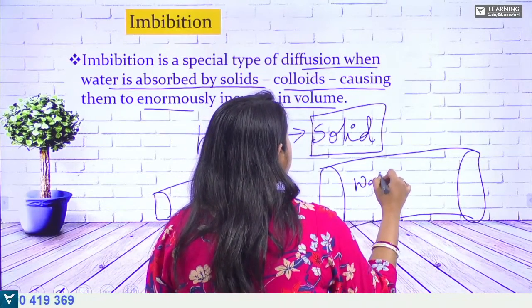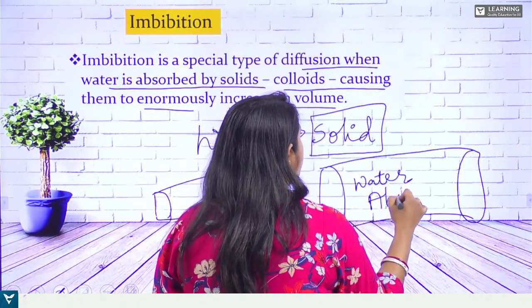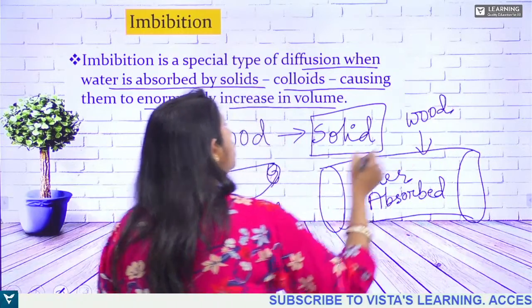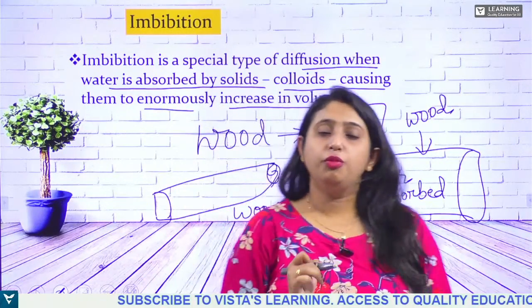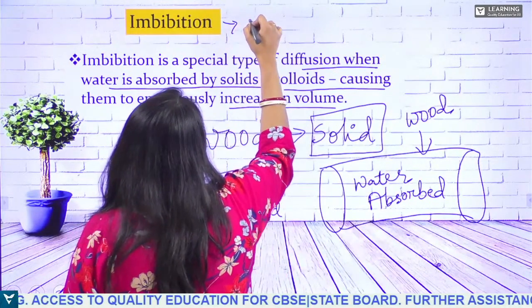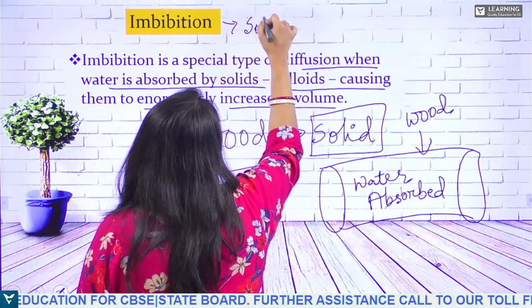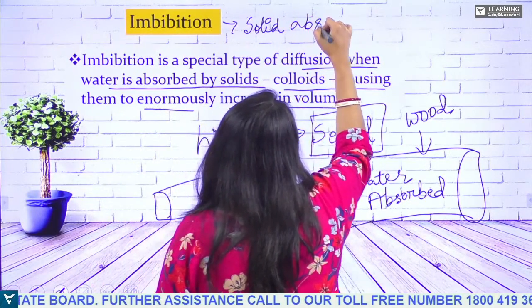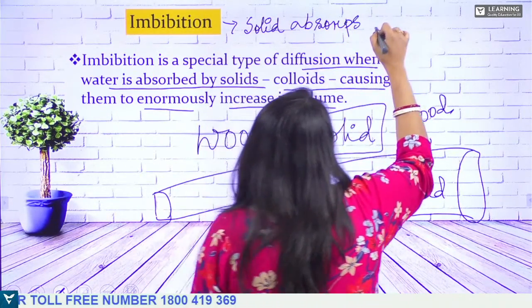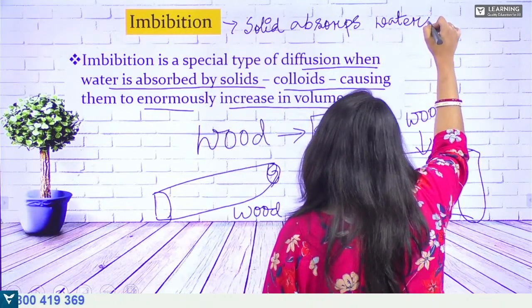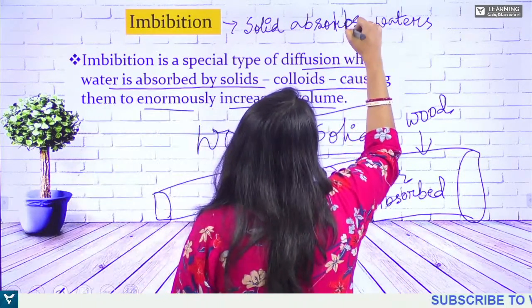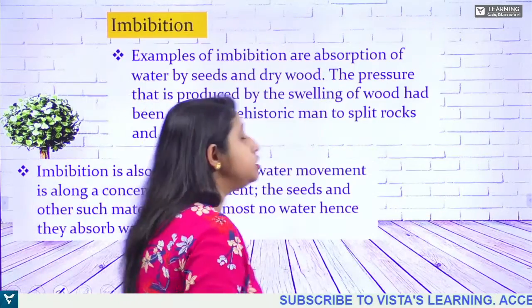So water is being absorbed by this wood. What is this? It is nothing but the phenomenon by which the solid absorbs water. So imbibition is nothing but the phenomenon by which a solid substance absorbs water. So that is imbibition.